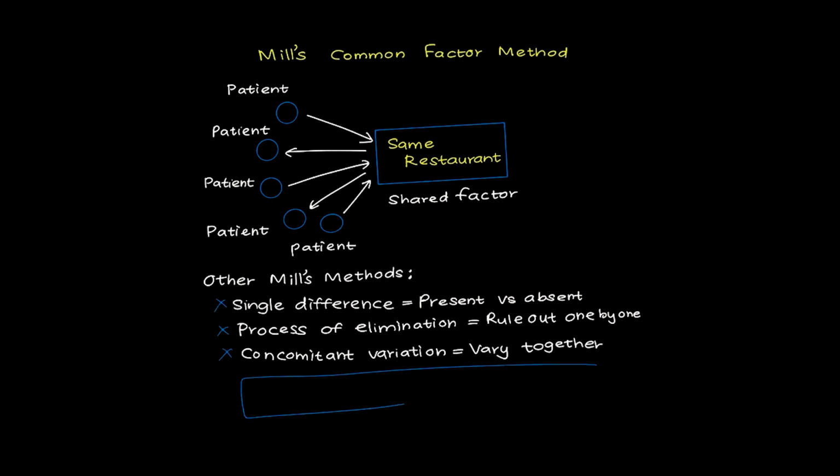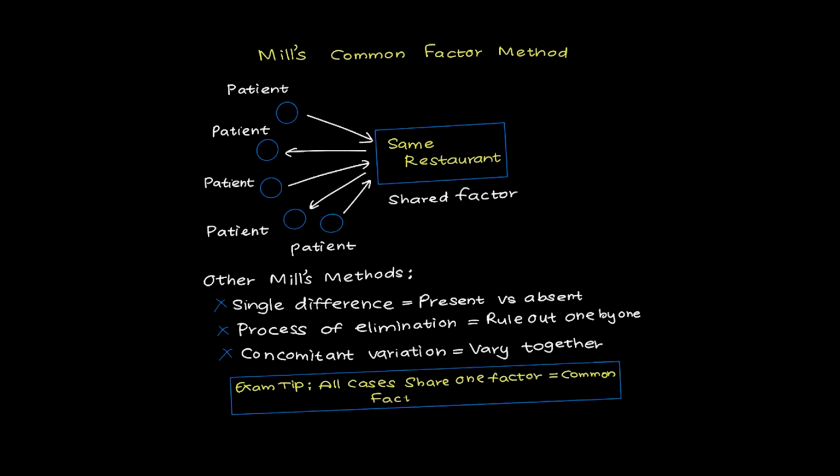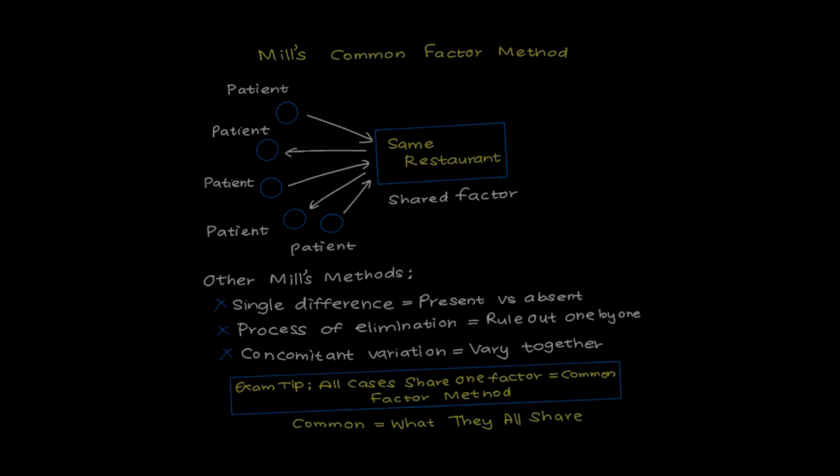Here's a WGU D265 OA exam tip for you. When investigators identify what all affected cases have in common, that's the common factor method. Quick recall hook. Common = what they all share.